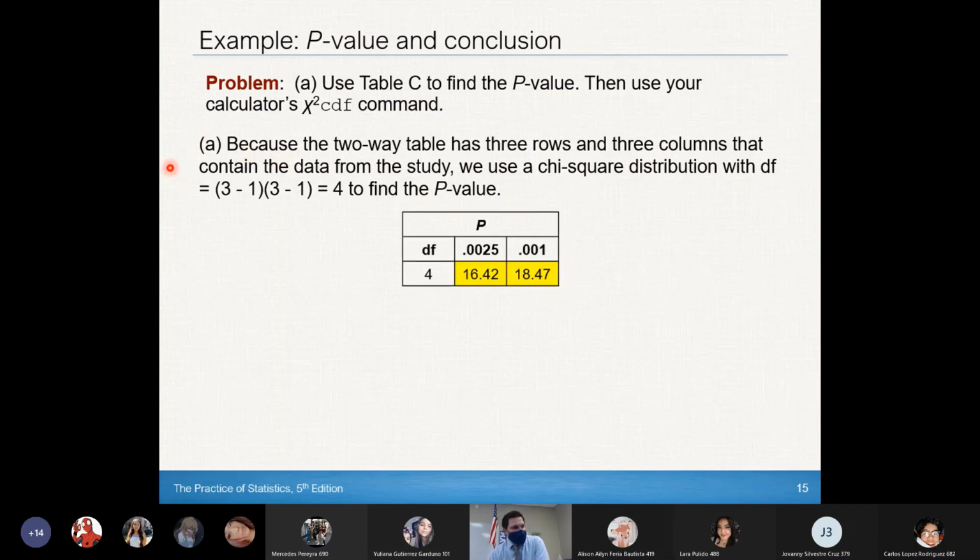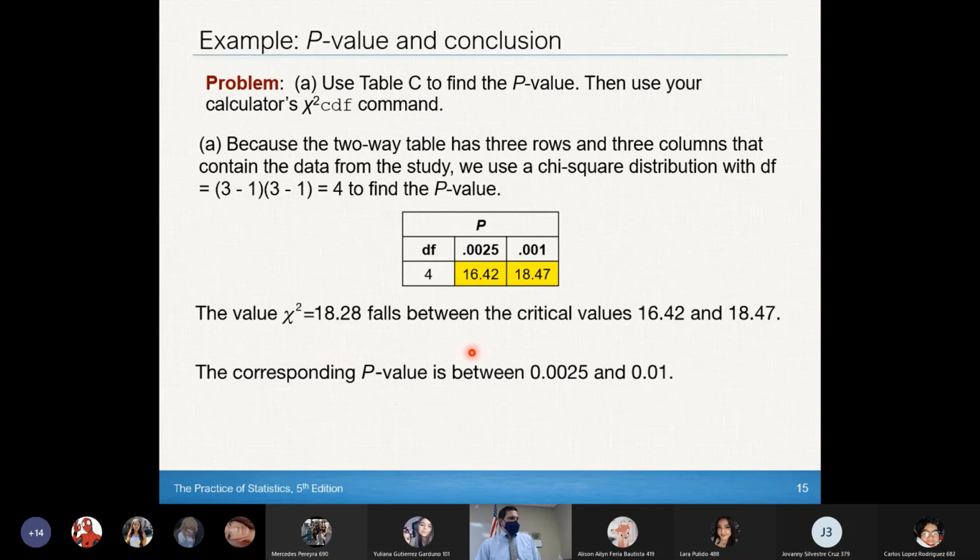We have our little section of table C, degrees of freedom 4. That 18.28 value goes between 16.42 and 18.47, which means our p-value is between 0.001 and 0.0025. Again, the chi-square equaling 18.28 falls between the critical values 16.42 and 18.47, corresponding to p-values between 0.0025 and 0.01. I don't know why they have different values here.